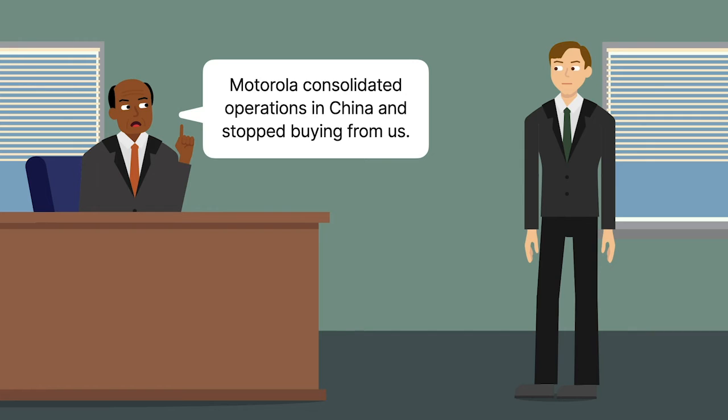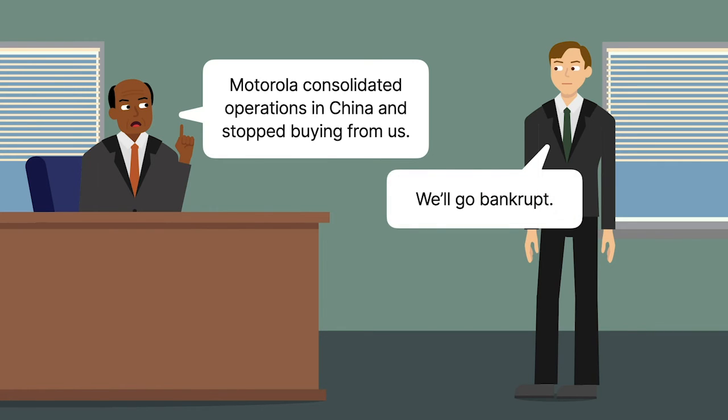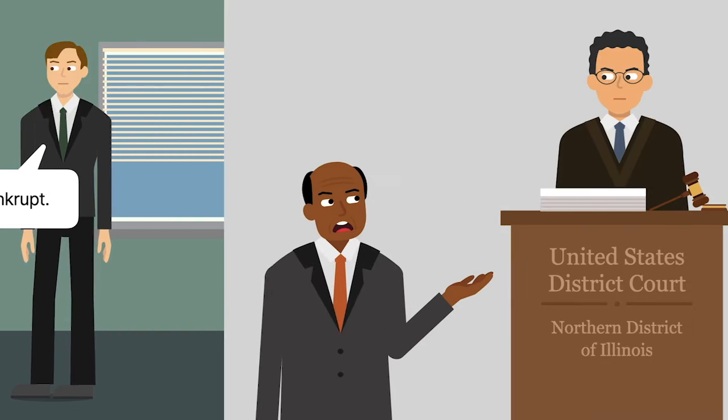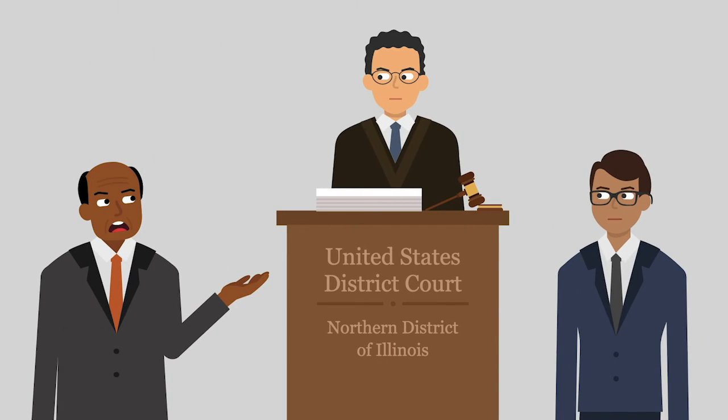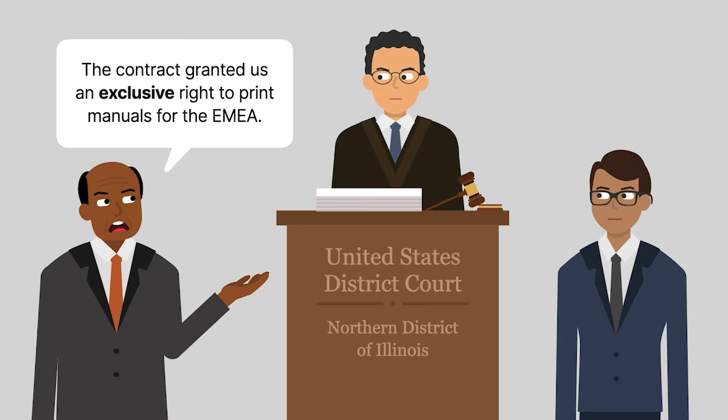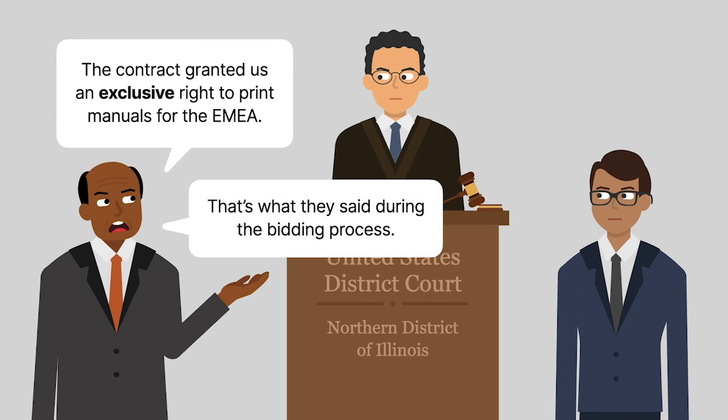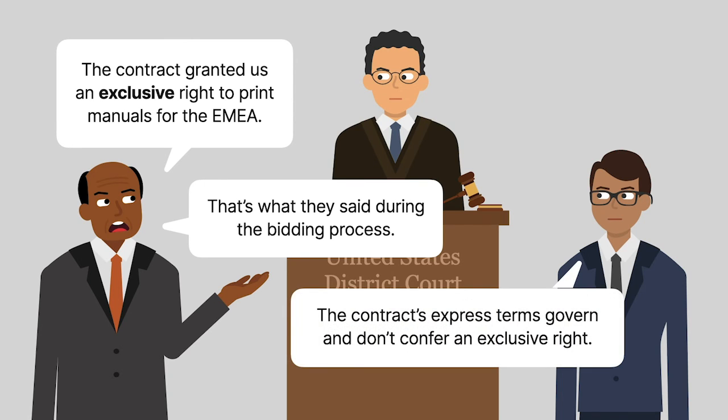Consequently, Motorola stopped purchasing from Druckzentrum, which ultimately bankrupted the German company. Druckzentrum subsequently sued Motorola, alleging, among other things, that the contract granted Druckzentrum an exclusive right to print materials for the EMEA, and Motorola therefore breached by transferring printing elsewhere. Because the contract's express terms didn't refer to the EMEA, Druckzentrum relied in part on alleged statements by Motorola during the bidding process. Motorola countered that the contract's express terms governed and didn't confer any exclusive right.